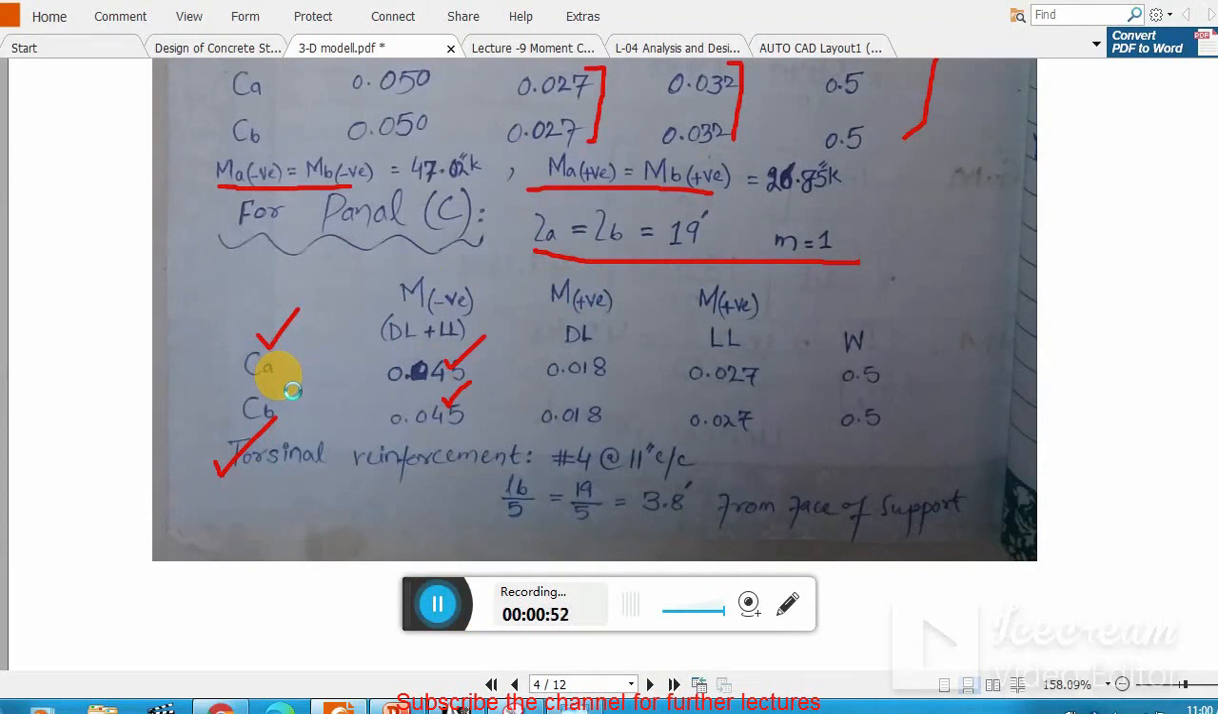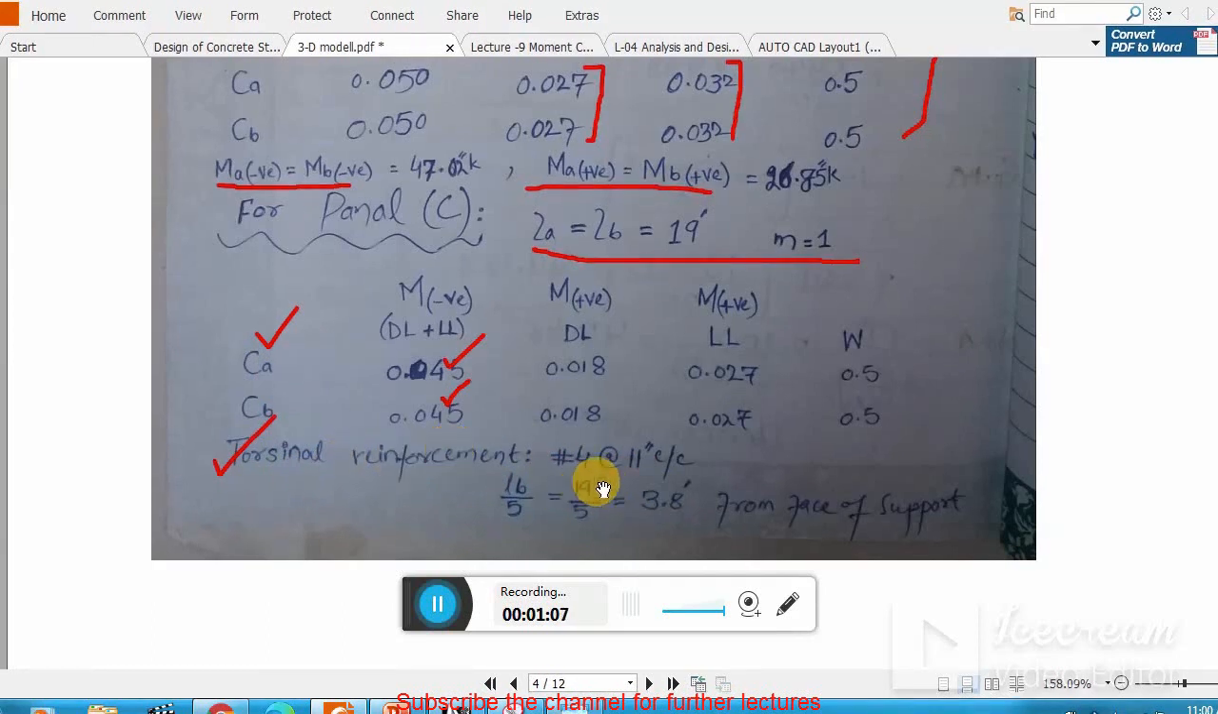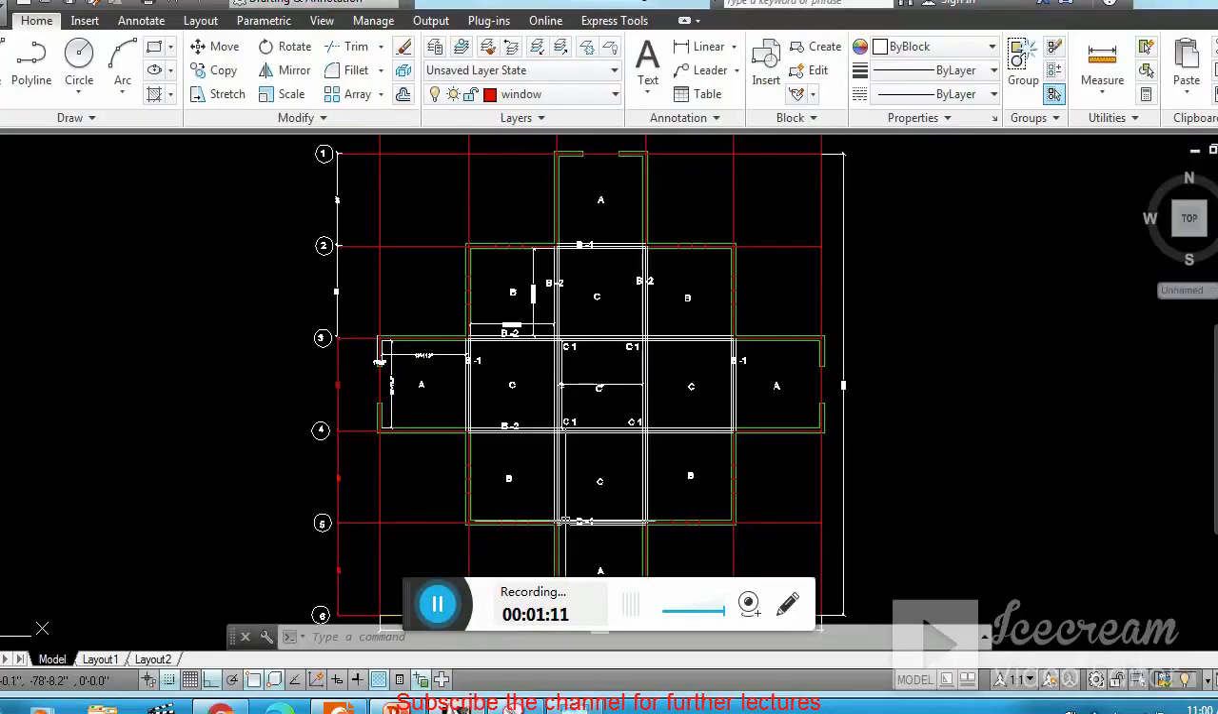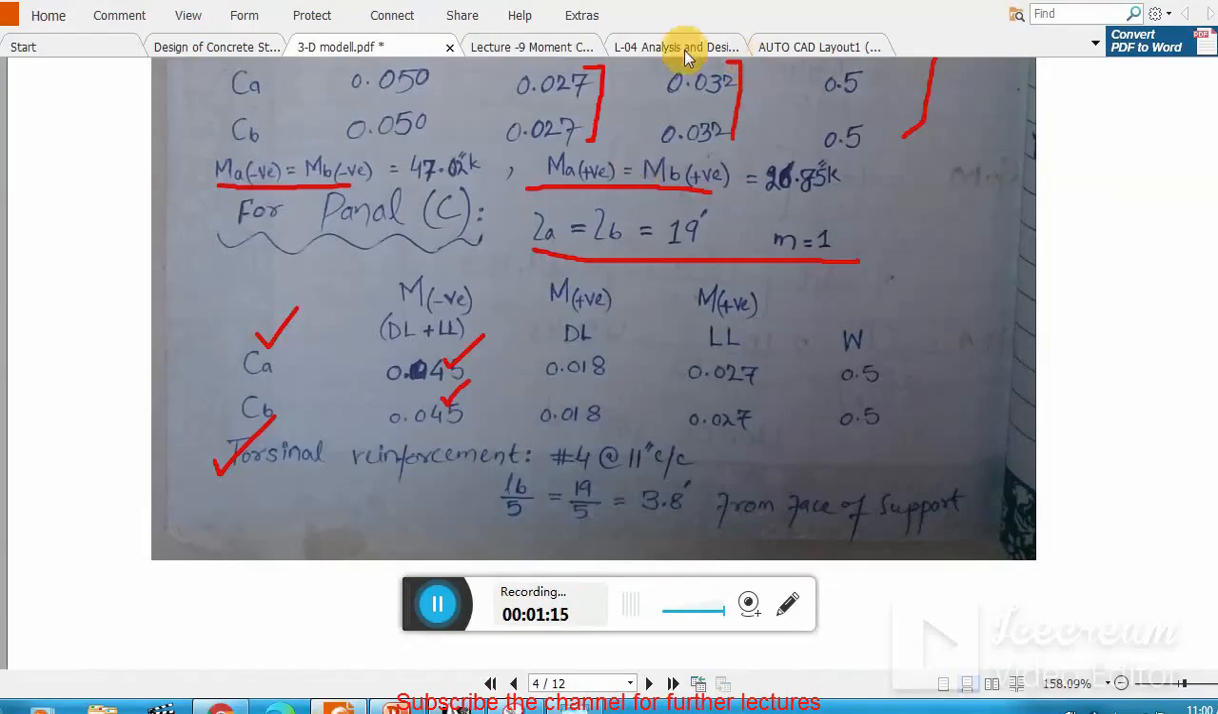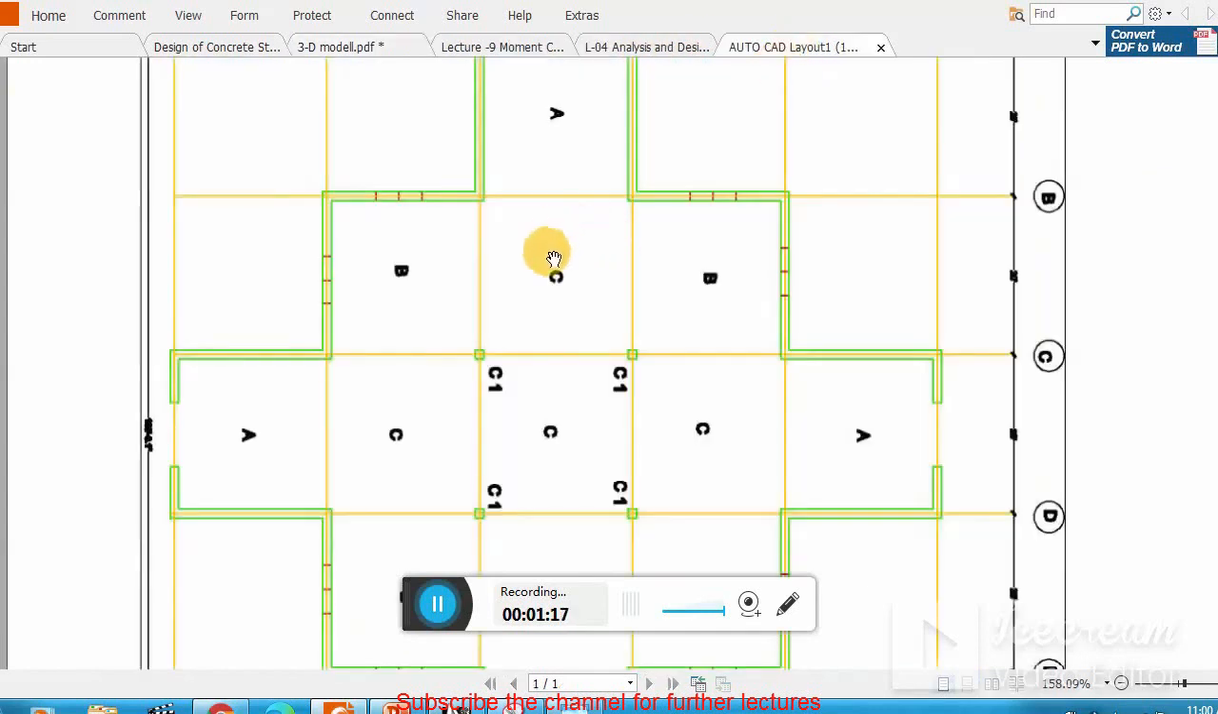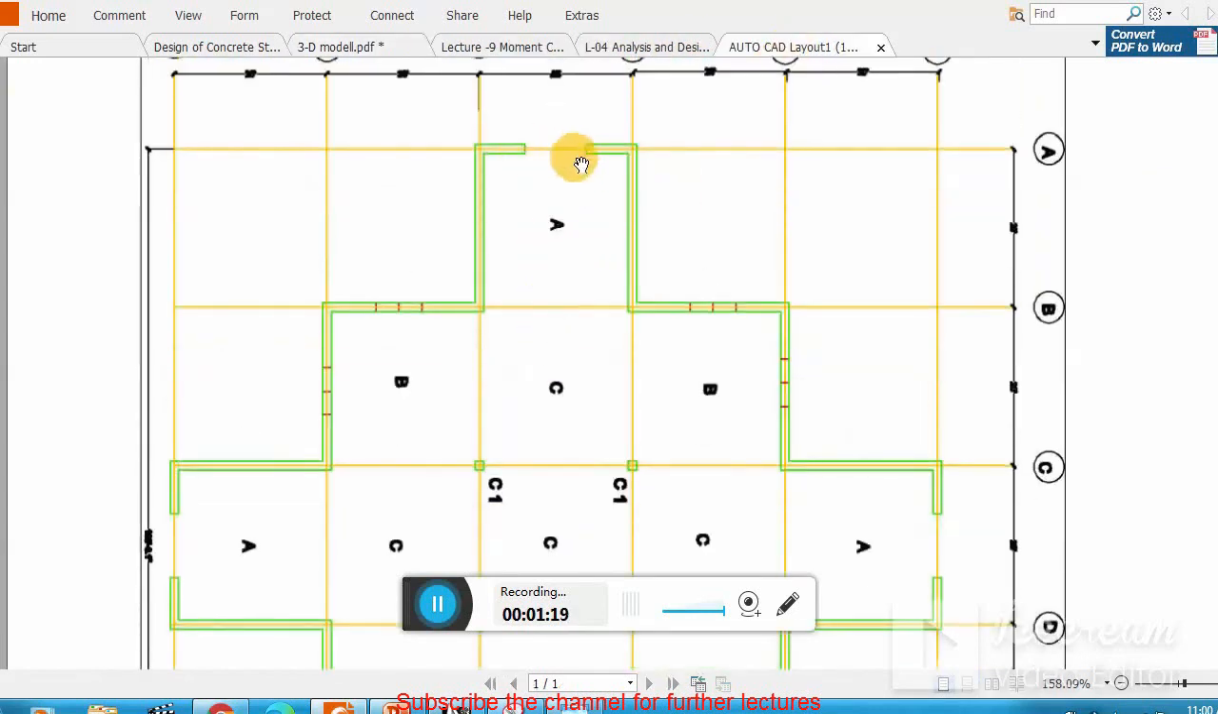Now let's proceed further. We have torsional reinforcement, and torsional reinforcement is that reinforcement which is provided at the corner points of the slab. Clear? Let me show you this one. For example, I have a drawing. This is the drawing.